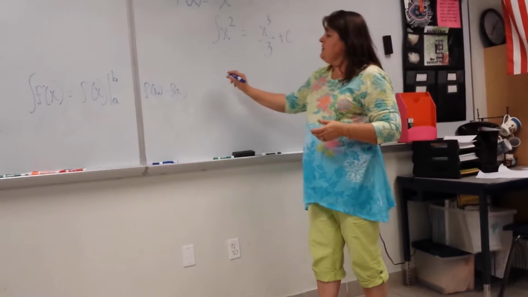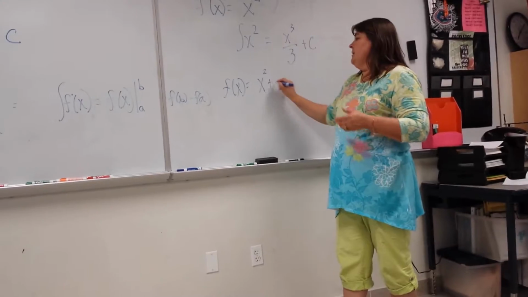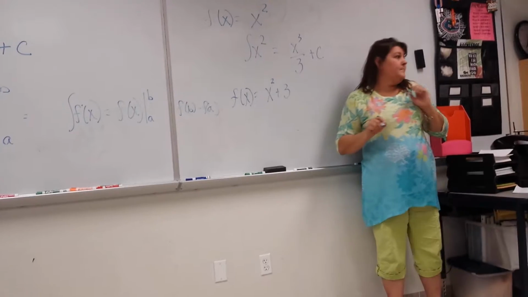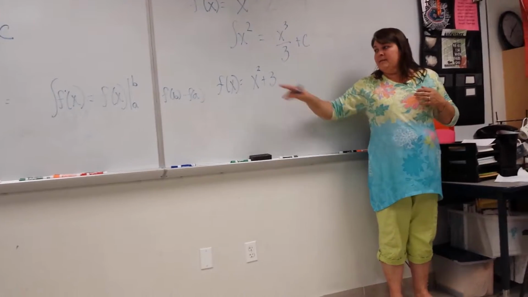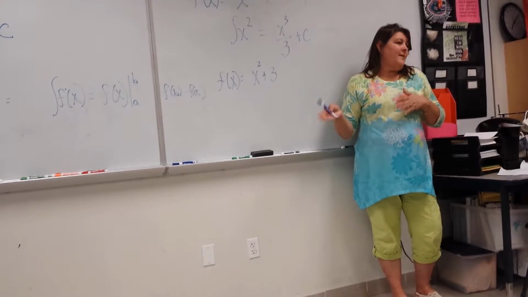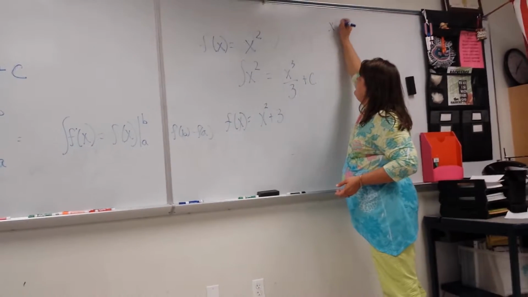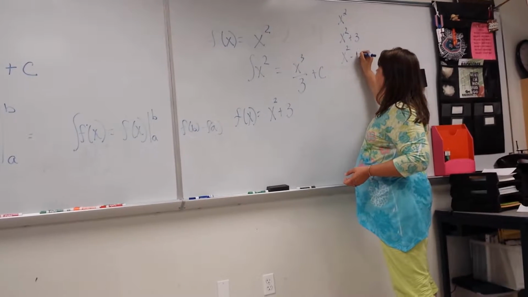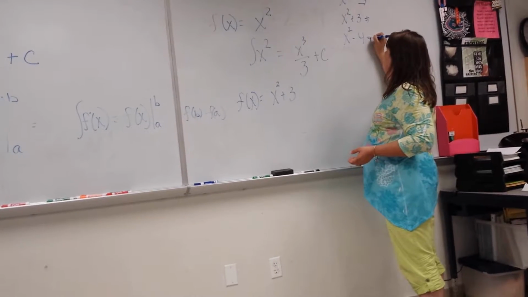So let's say my new f of x is x squared plus 3. Okay, so typically if I'm doing this, I get x to the third over 3 plus 3x. If I'm talking about going the other way with it, let's start with my original function. Let's say I have x squared, I have x squared plus 3, I have x squared minus 4. First I want you to take the derivative of each of them for me.